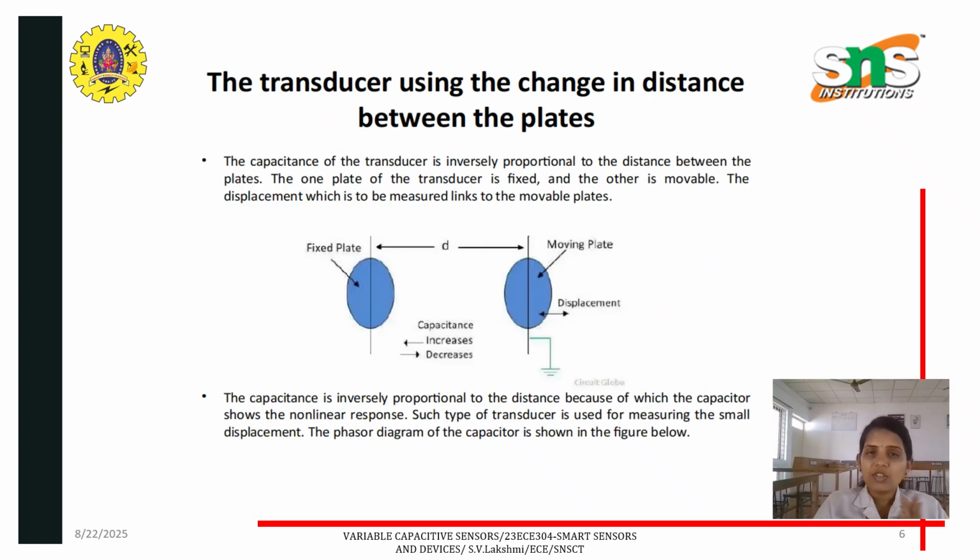And the last one is the transducer which uses the change in distance between the plates. The capacitance of the transducer is inversely proportional to the distance between the two plates. So for area, it is directly proportional, whereas for the distance between the two plates it is inversely proportional. One plate of the transducer is fixed and the other one is movable. The displacement which is to be measured is linked to the movable plate. Here this is the fixed plate and this is the moving plate, and the distance between these two is D. The capacitance is inversely proportional: if the distance increases, capacitance decreases; if the distance decreases, the capacitance increases.